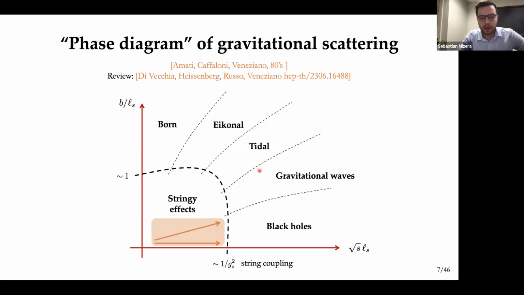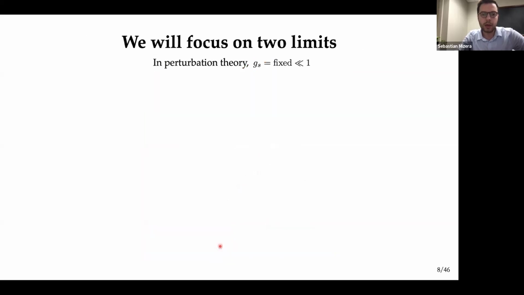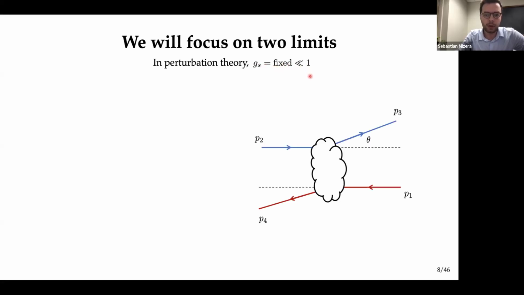Okay, thanks. All right. So as I said, I will not mention this plot beyond the motivational part, but what I wanted to mention is that these two ways of approaching the high energy limit, and we'll focus exclusively on perturbation theory in this talk. So this means that the string coupling will be fixed and small.